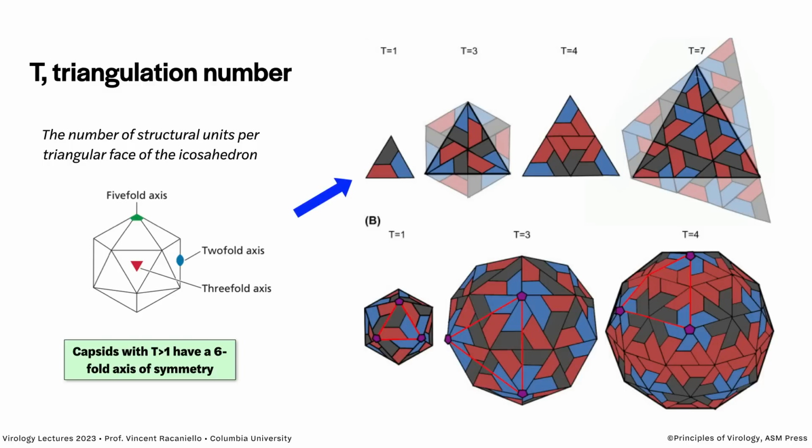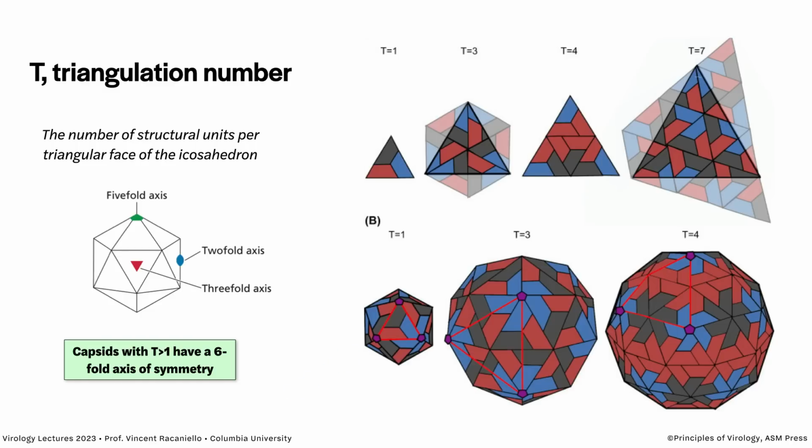You can see the 3 proteins here, gray, red, and blue, form the structural unit, and there is 1 structural unit per triangular face. You can always find triangular faces on the particle by simply joining the 5-fold axes of symmetry. So in this T equals 1 particle here, in purple, you see the 3 5-fold axes of symmetry. We draw lines between them. That's the triangular face. That is the equilateral triangle, the triangular face of the icosahedron. And for T equals 1, you can see there is 1 structural unit within it.